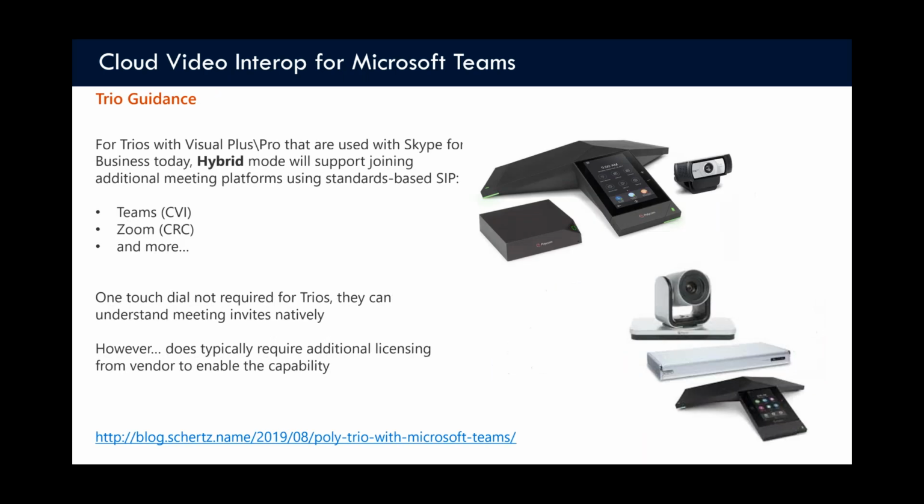Now, for anyone out there that might have a big investment in Trios, Poly Trios, so with Visual Plus or Pro. So if you're using Trio as an audio video device and not just an audio only device, and you want to use that to join Teams meetings, then you use Cloud Video Interop to do this. What we can also do with the Trios is actually support multiple platforms on these devices. So let's say we were still using the device with Skype for Business. We can use it with Skype for Business. We can have another line on the device for Real Connect, so joining Teams meetings. And we can actually have another button for Zoom, BlueJeans, etc.